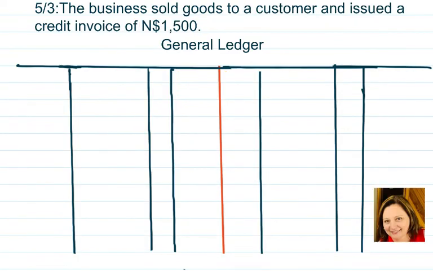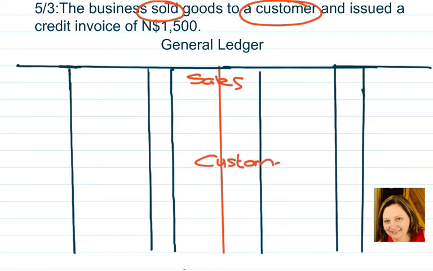In this transaction, our business sold goods to a customer and issued a credit invoice of 1,500. My two accounts will then be a customer, and it will be sales. I have my two accounts. I can write it down, sales, and I have a customer. Let's quickly look at the debits and the credits. Sales is part of your credit entries.